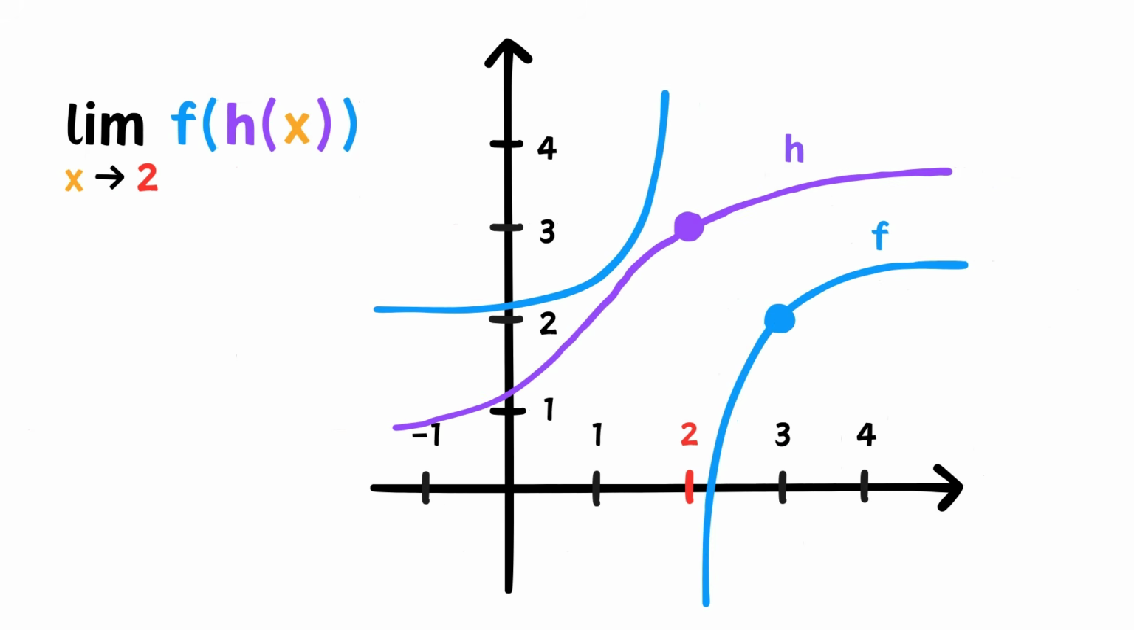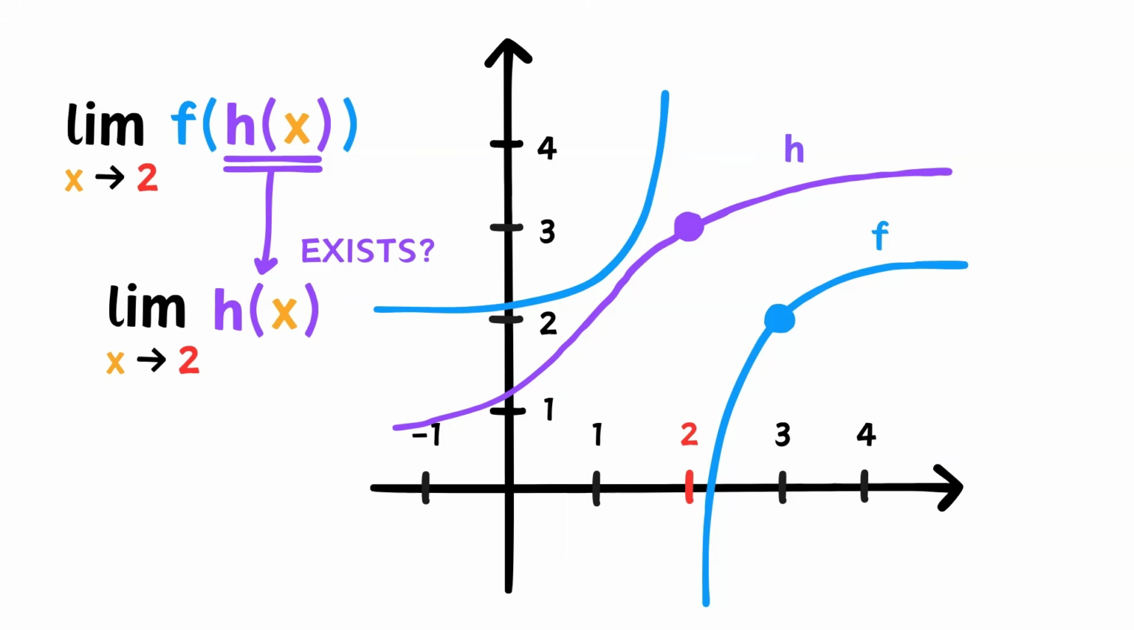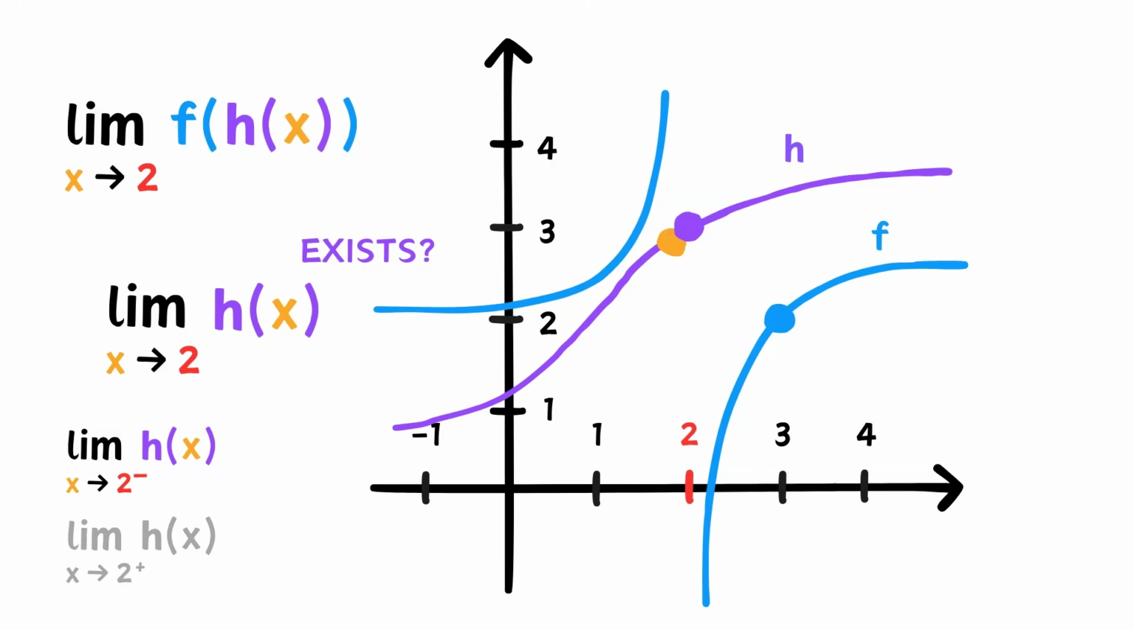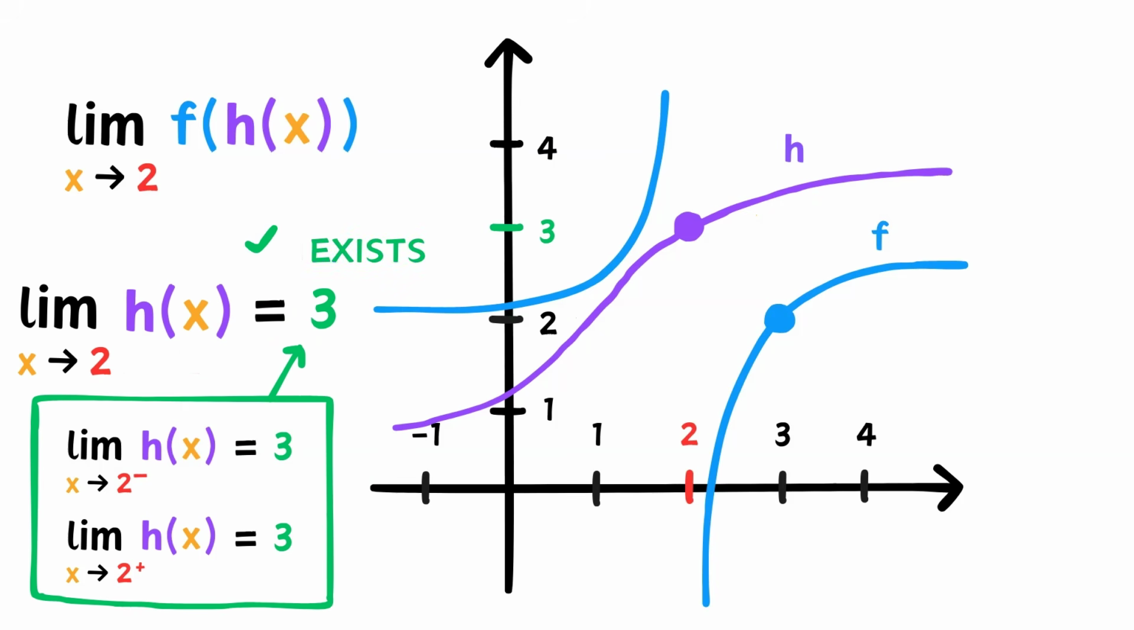Let's try evaluating some limits of composite functions. What is the limit of f of h of x as x approaches 2? The first thing we need to do is find the limit of h of x as x approaches 2. Does this limit exist? Well, the limit of h of x as x approaches 2 from the left is 3. As x approaches 2 from the right, the limit of h of x is also 3. The two one-sided limits are the same, so the limit of h of x as x approaches 2 is 3.